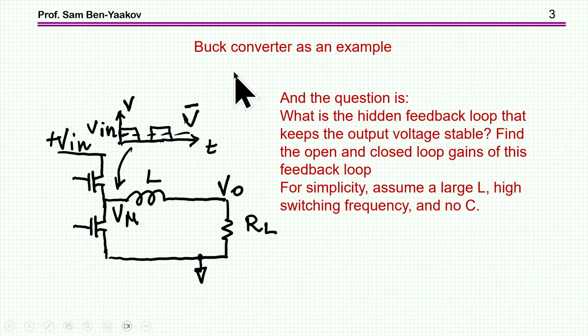So here is the riddle. What is the hidden feedback loop that keeps the output voltage stable? Find the open loop and closed loop gains of this feedback loop. Now, for simplifying matters, we are assuming that there is no capacitor and that the inductor is large and the frequency is high. So this simplifies the system so it's not second order. And in fact, it's a very simple solution. You can write it on the back of the envelope, or actually by inspection. So here is my solution.